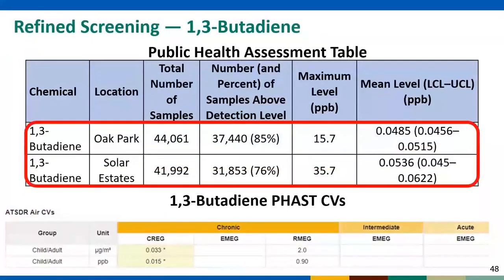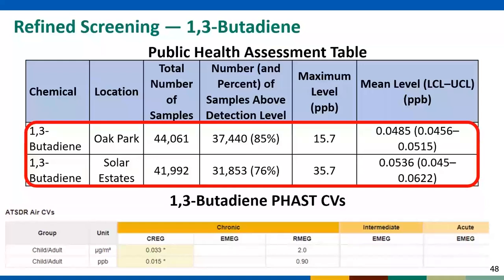For the same 1,3-butadiene example, here are the results from FAST presented for refined screening. As we move from left to right across the table, I first provided the location, then I provided the total number of samples. Again, because these were AutoGC data taken every hour, we have over 40,000 samples. Next, I provided the number and the percent of the samples that were above the detection limit. Because our detection rate exceeds 20%, I was able to calculate and provide mean levels, lower confidence levels, and upper confidence levels on my data set.